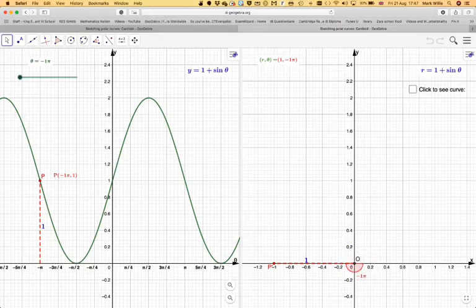Now, one way of doing this, if we've got to sketch this one, is to actually first of all draw the graph of y is equal to 1 plus sine theta. So this is the graph of 1 plus sine theta.